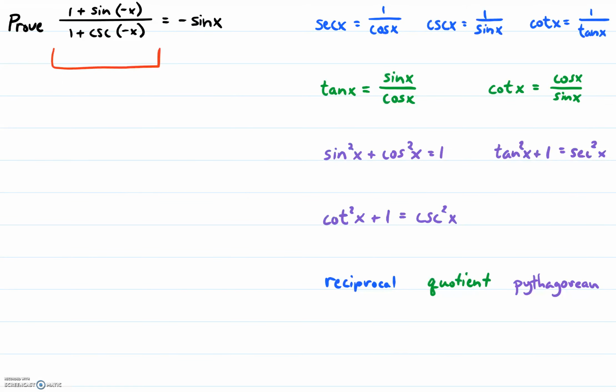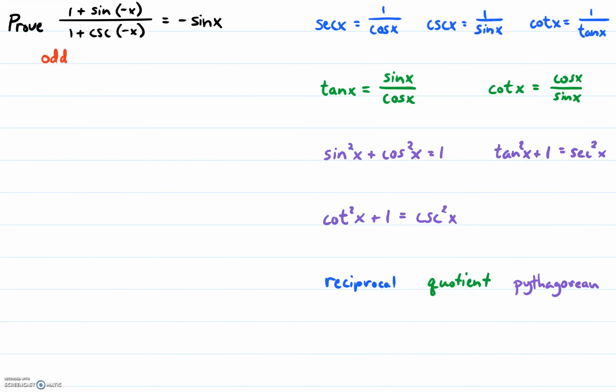The first thing that I notice when I'm looking at this problem is that on the left-hand side we have sine of negative x and cosecant of negative x, whereas on the right-hand side we just have negative sine of x. So there's something we need to do to get those negatives out so that we just have sine x and potentially cosecant x. That's the first thing I'm going to tackle: I'm going to take advantage of the fact that sine and cosecant are odd functions.